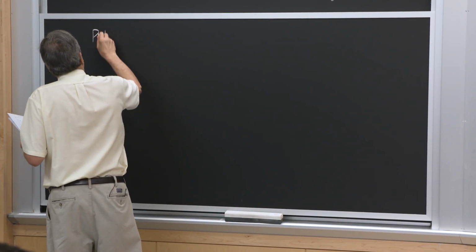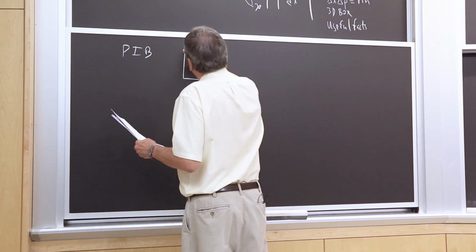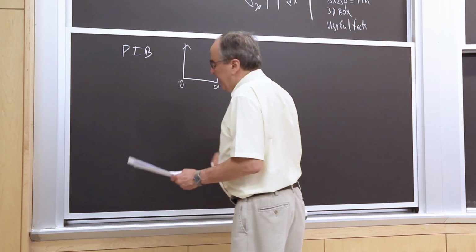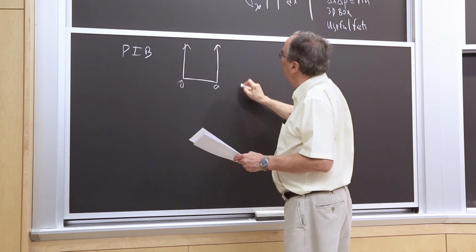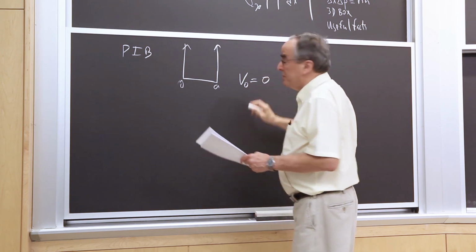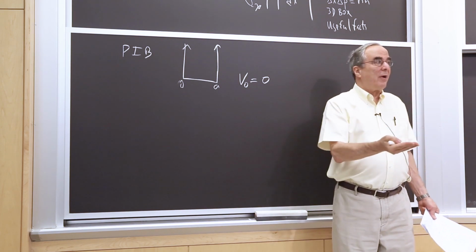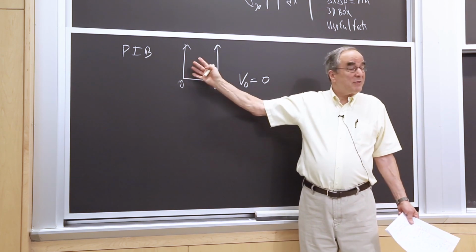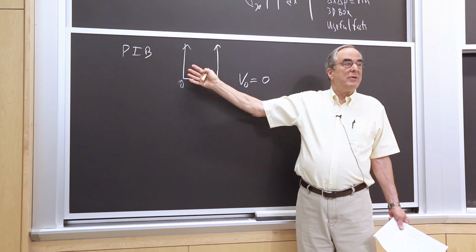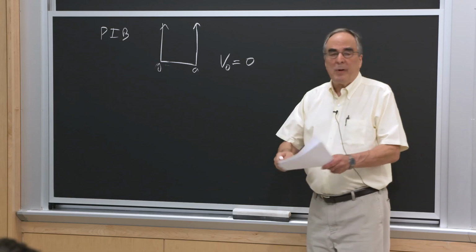So the particle in a box, well, we have this sort of situation, and we have 0 and A. So the length of the box is A, and the bottom of the box, V0, is 0 for this picture. Now, one of the things that I want you to think about is, okay, I've solved this problem. I know how to get the eigenvalues, and I know how to get the eigenfunctions, and I know how to normalize them. Well, suppose I move the box to the side.